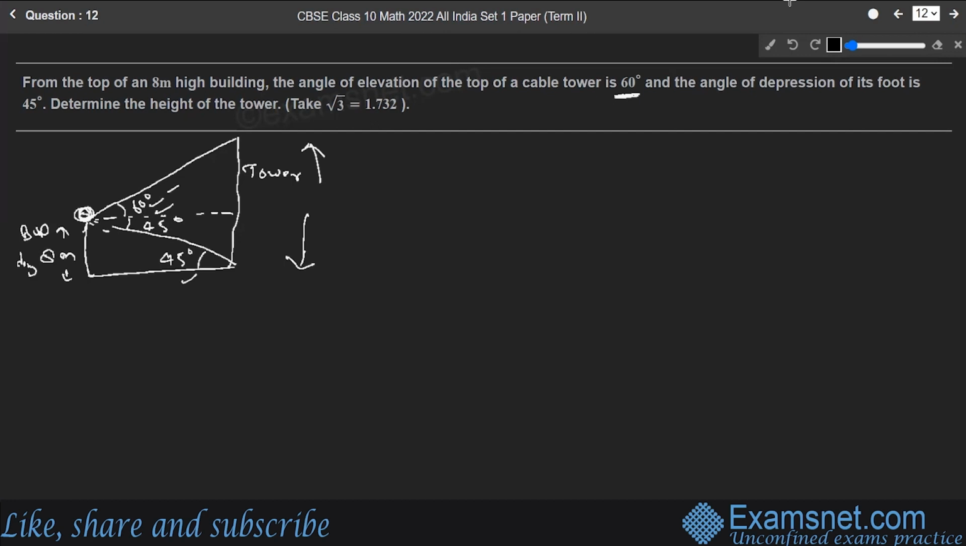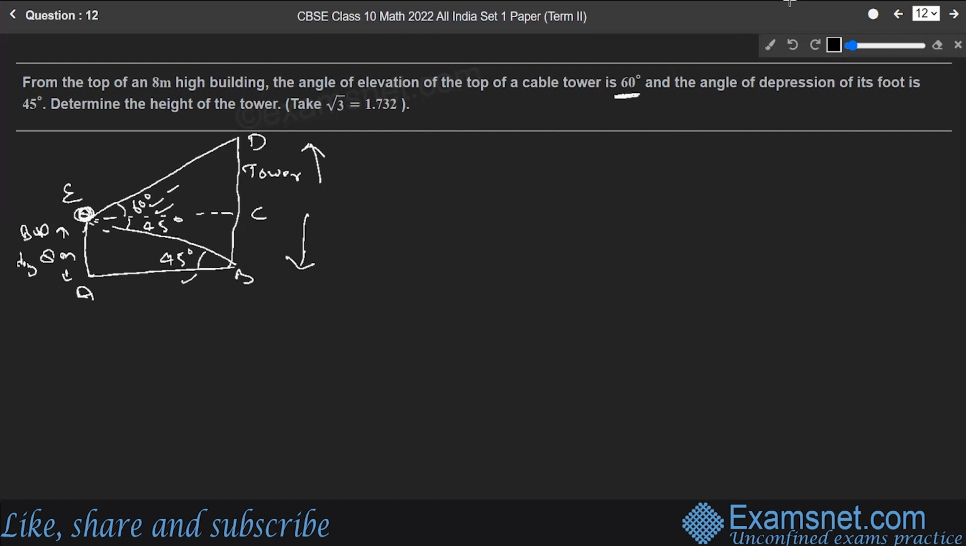Let us name the vertices. Let us name this as D, this as C, this as B, this as A, and this is E. So this is how the figure is. This is the building. From the top of the building, the tower has an angle of elevation of 60 and depression of 45 degrees.